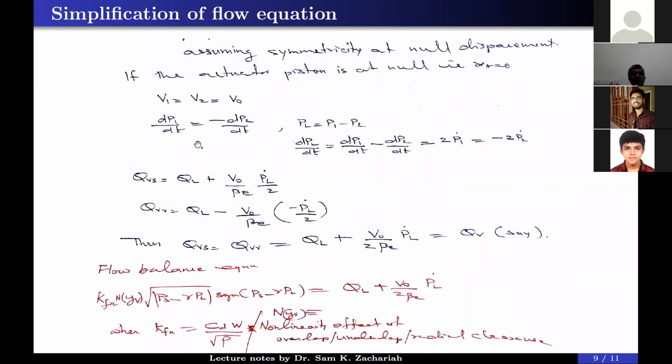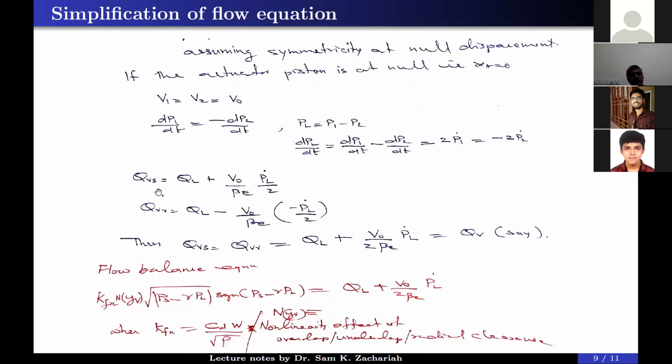Thus, we assume that P1 dot, the change in P1, is equal to minus the change in P2. So their derivatives are equated like this. Then PL is equal to P1 minus P2. That is always valid. If you use this particular assumption, dPL by dt is equal to dP1 by dt minus dP2 by dt. This is also correct. But here, using this relationship, you can say that PL dot is equal to either 2 P1 dot or minus 2 P2 dot.